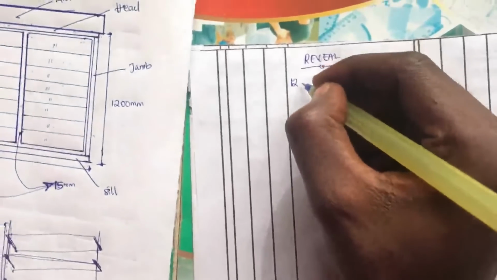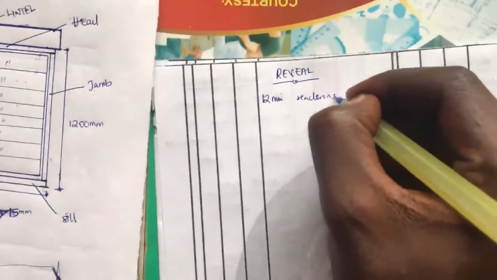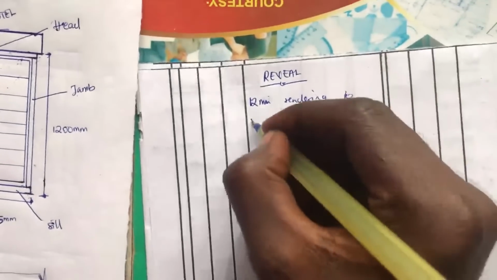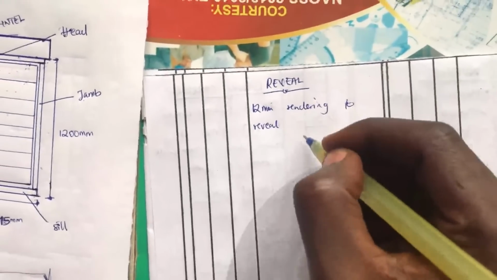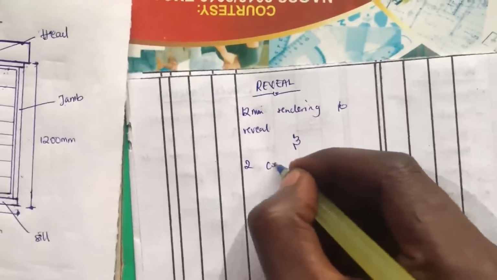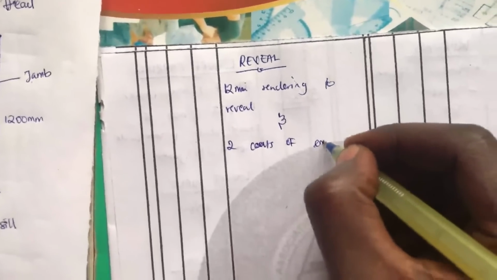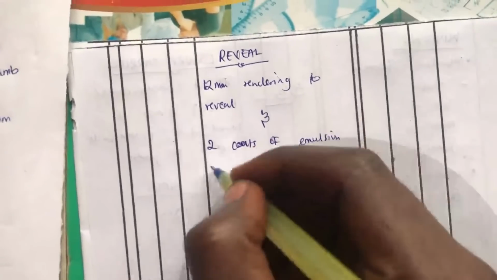All right, let us start with the rendering. 12 mm rendering to reveal. Remember that we are going to do the same for painting. I can just say 2 coat of emulsion paint.